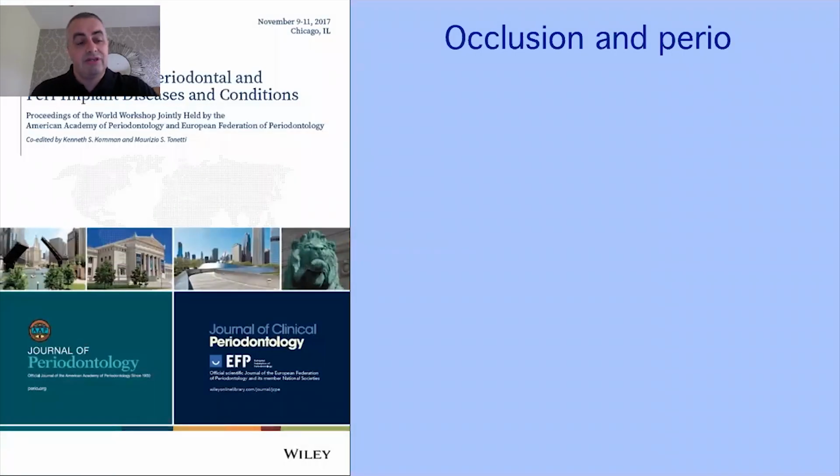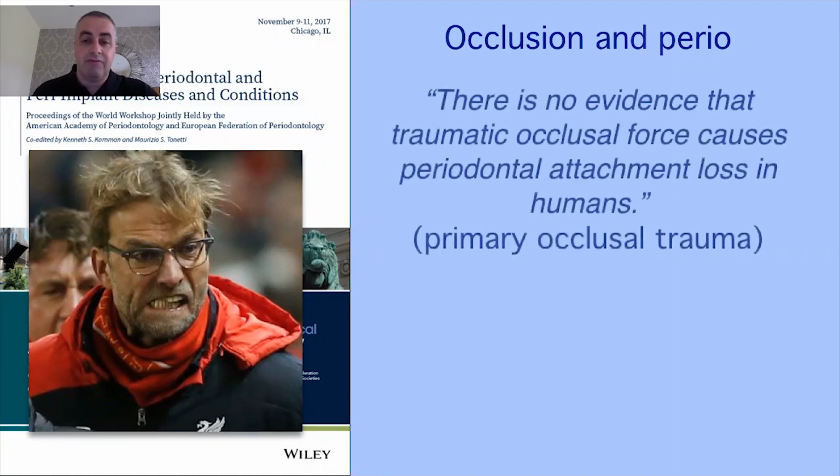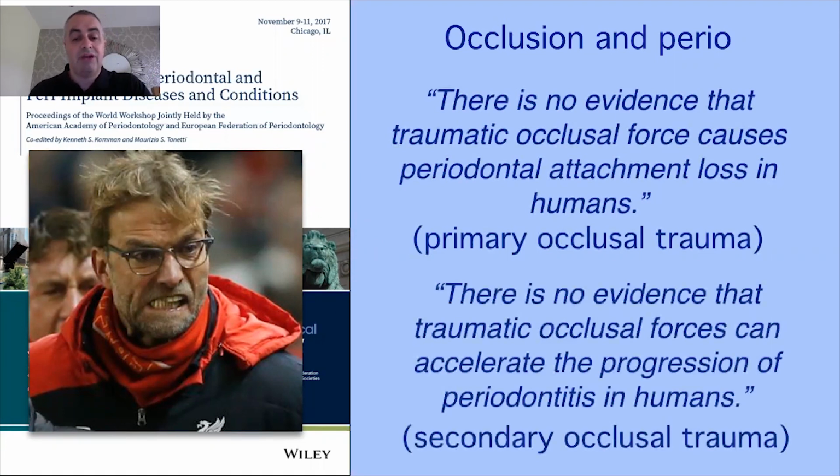Just to finish on a couple of points, there are a few controversies in this field when we look at risk factors and perio. So when we look at occlusion and perio, lots of people buy into the fact that occlusion causes perio or exacerbates perio. Now, we don't have any data. This was looked at by the World Workshop back in 2017. No evidence for primary occlusal trauma, and there's no good evidence for secondary occlusal trauma.